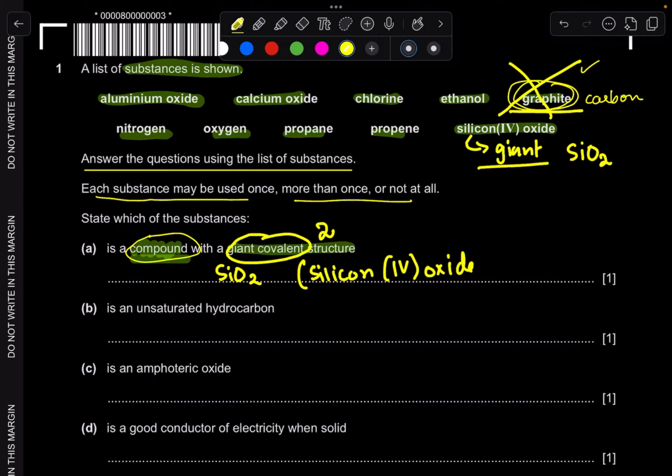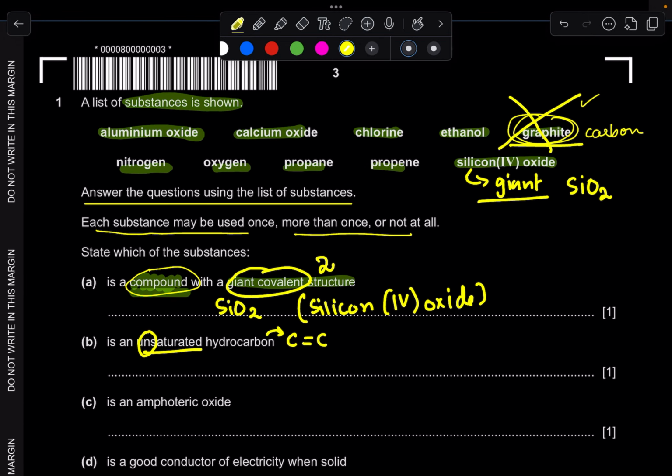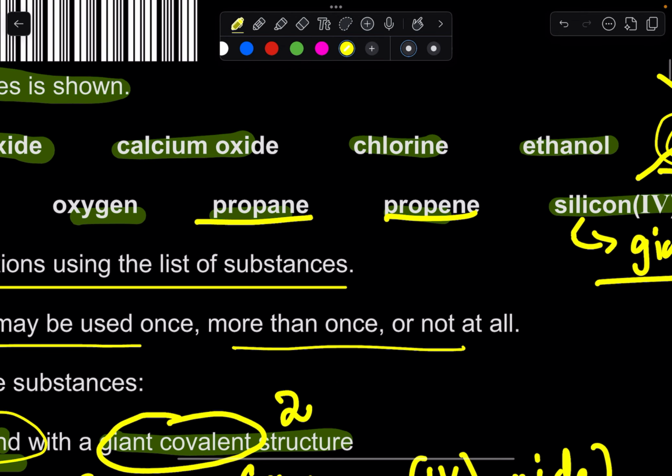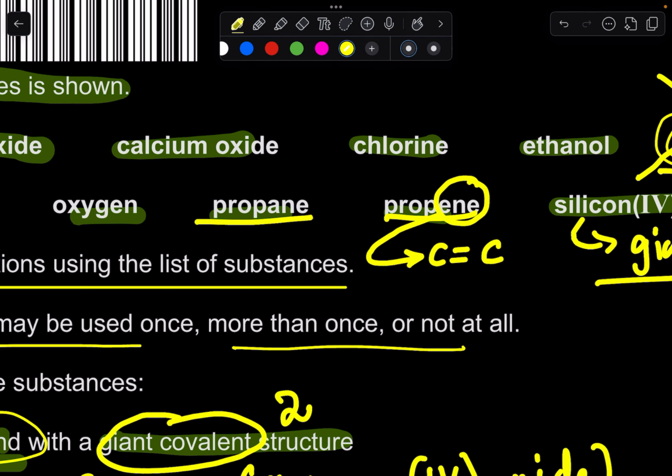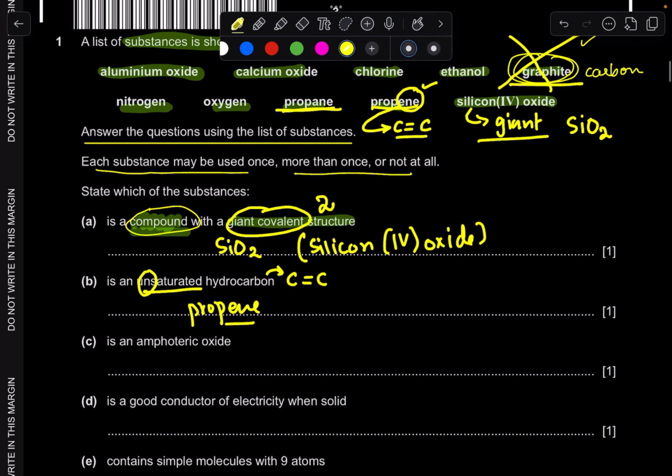Okay, next states is an unsaturated hydrocarbon. Unsaturation means that there has to be a carbon-carbon double bond. So let's see, aluminum oxide? No. It's going to be either propane or propene. Okay, you should know that this ene part tells that there is going to be a carbon-carbon double bond. Propane is going to have no carbon-carbon double bond. It's going to have all single bonds. So this propene is going to have a carbon-carbon double bond. So it's going to be propene.